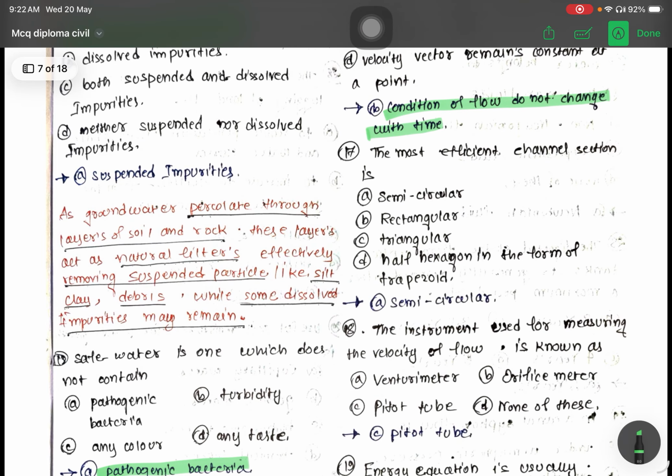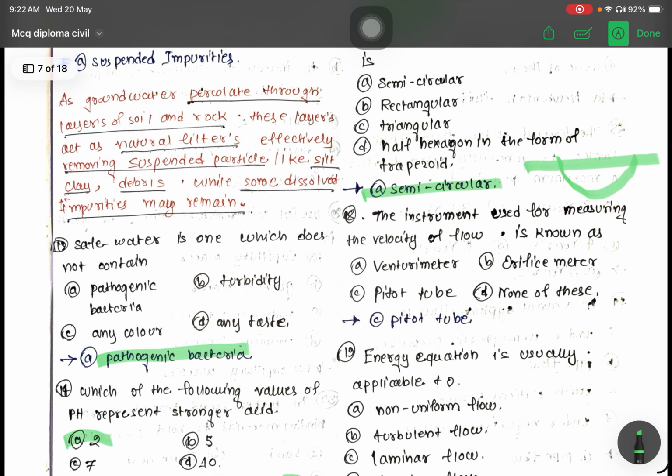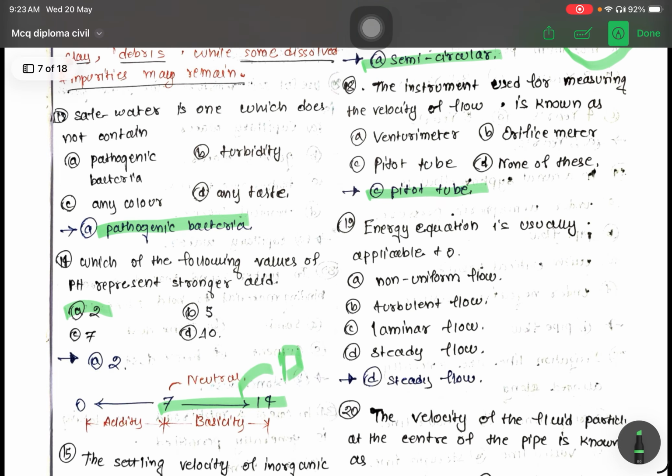The most efficient channel section is semicircular. The instrument used for measuring the velocity of flow is known as the pitot tube. The pitot tube is used for knowing the velocity of the flow. The energy equation is usually for steady flow.